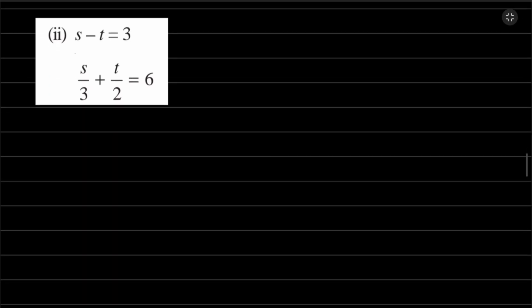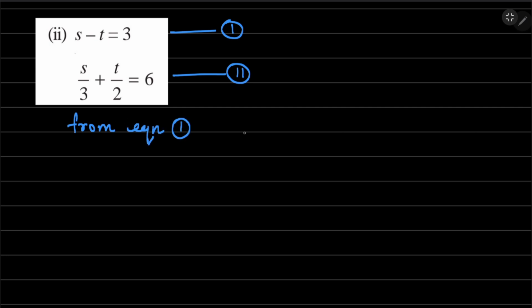Here it's given in terms of the variables s and t. As usual, I will be marking the first equation, that is s minus t equal to 3, as equation 1, and s by 3 plus t by 2 equal to 6 as equation 2. So equation 1 looks much simpler. So from equation 1, I can write s in terms of t. So s is equal to 3 plus t. So this will be equation number 3.